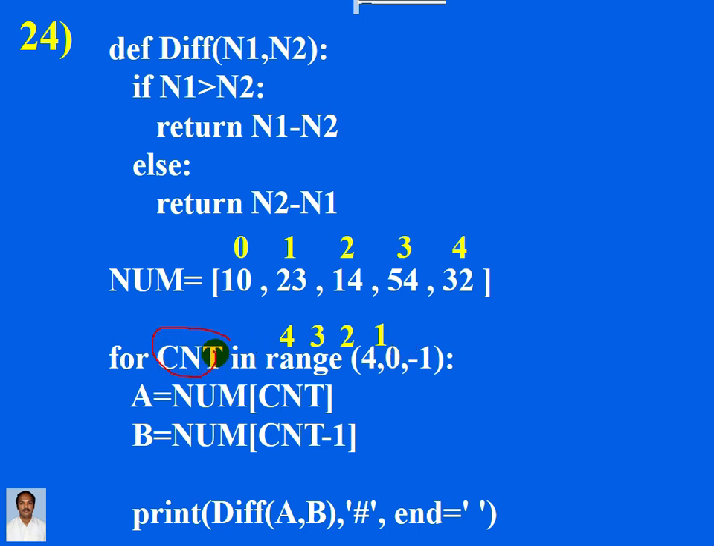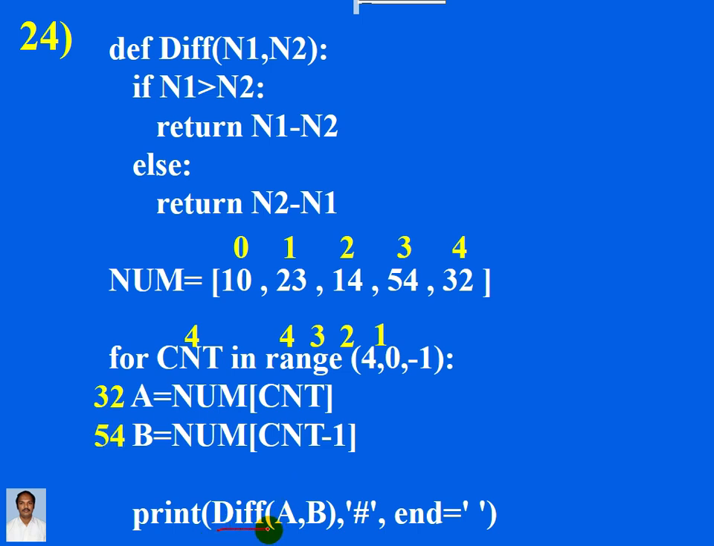Variable CNT takes the first integer in the range, 4. Now CNT is 4, so num of 4 will give you 32. So variable A contains 32. CNT is 4, 4 minus 1, 3, num of 3 will give you 54. So here you get 54.